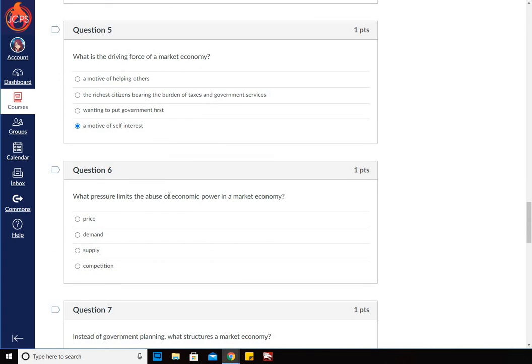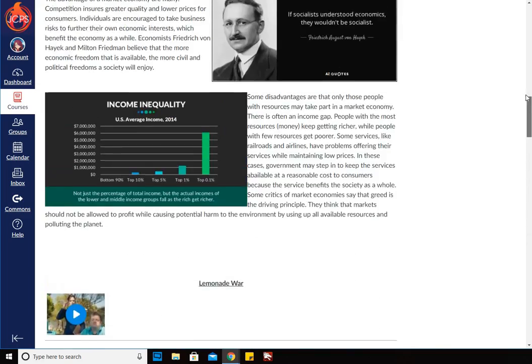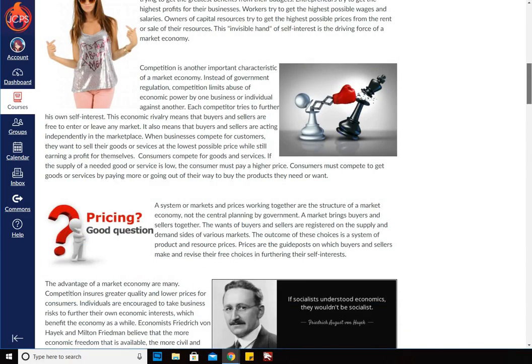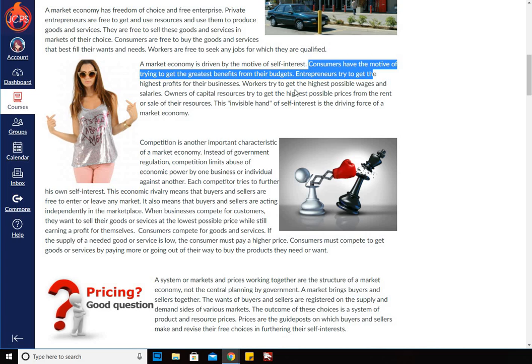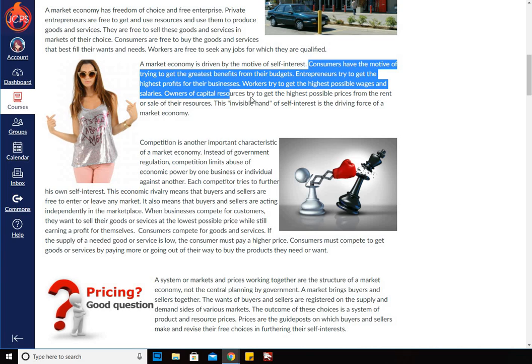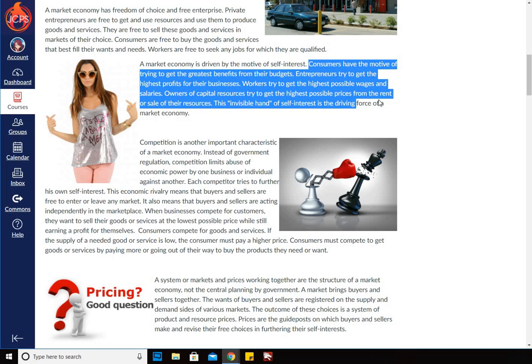What pressure limits the abuse of economic power in a market economy? Price, demand, supply, competition. Consumers have the motive of trying to get the greatest benefits from their budgets. Entrepreneurs try to get the highest profits for their businesses. Workers try to get the highest possible wages and salaries. Owners of capital resources try to get the highest possible prices from the rent or sale of their resources. This invisible hand of self-interest is the driving force of a market economy.